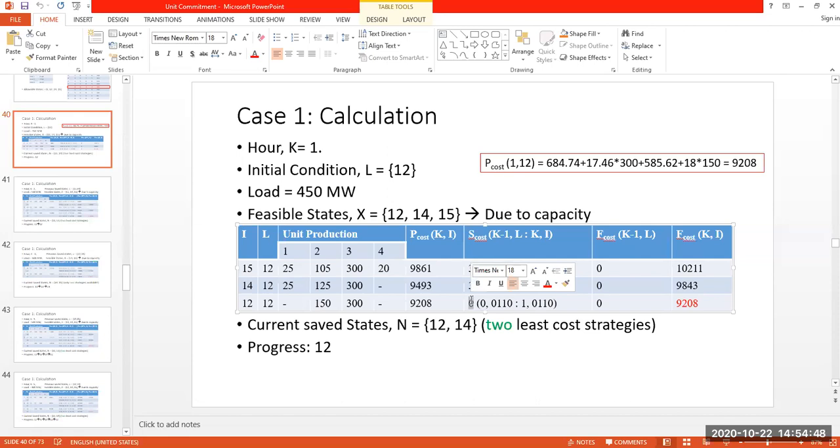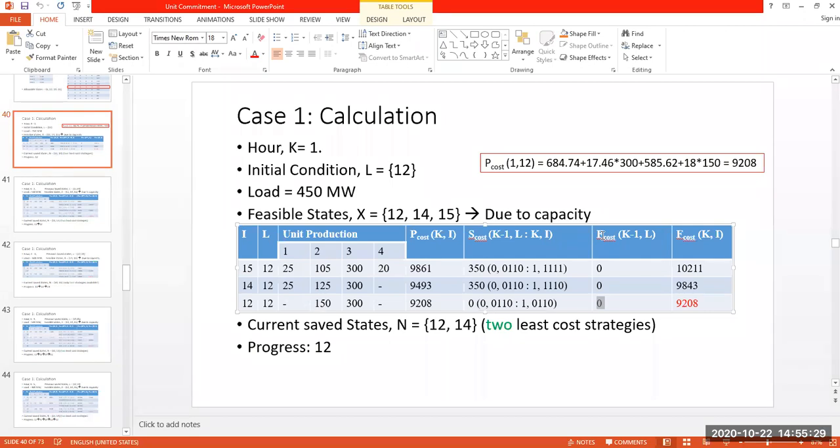When will it be non-zero? It will be clear in the next rows. For this one we have zero state transition cost because we are staying at state 12. We are not actually going to any other state from the previous initial state of 12. We are staying on the same state. That's why the associated S cost is 0 here. What is F cost? F cost is the minimum cost in the previous hour, because in our problem statement this is the first hour we are considering. So we have no data associated with the previous hour.